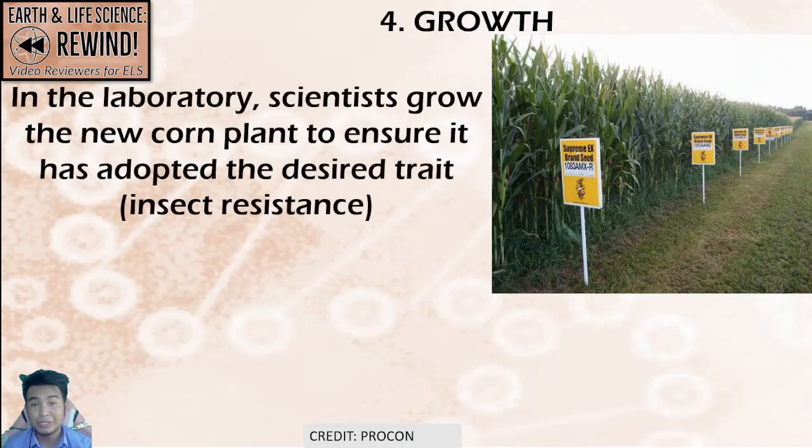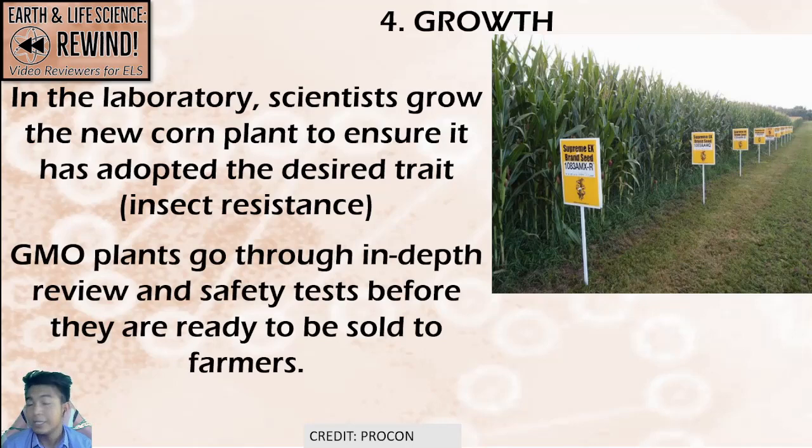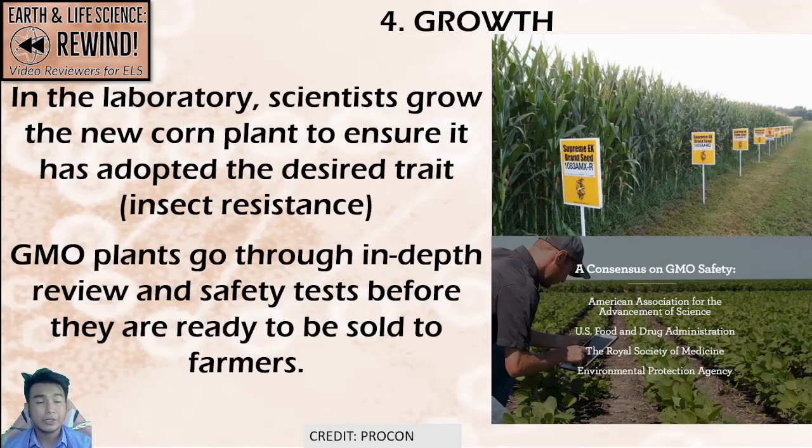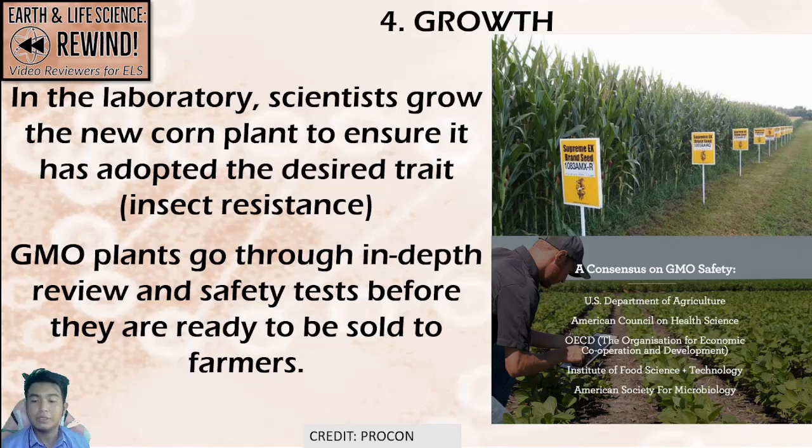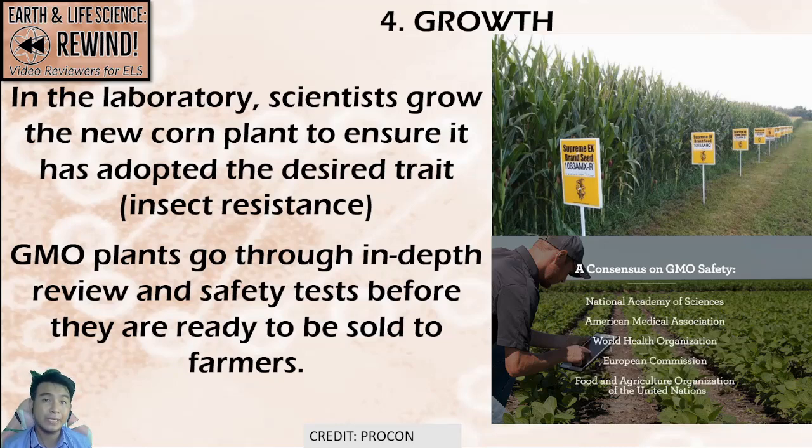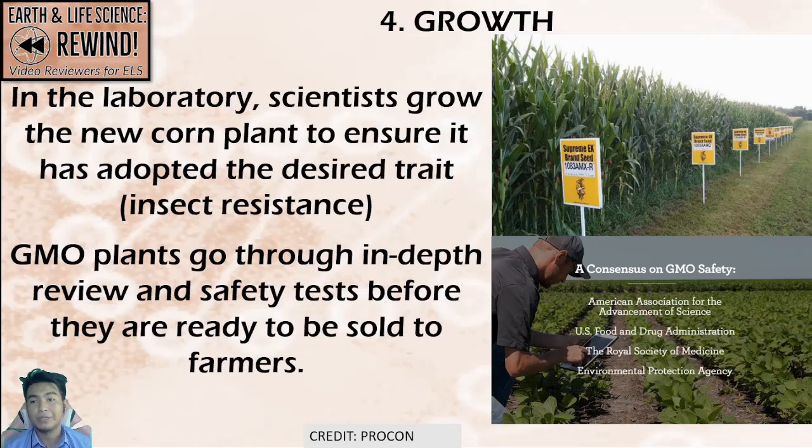After a successful insertion of that gene into the crops, in the laboratory, scientists grow the new corn plant and breed it to ensure it has adopted the desired trait, which is insect resistance gotten from the Bacillus thuringiensis. GMO plants go through in-depth review and safety tests before they are ready to be sold to the farmers. There are lots of agencies regulating the safety and testing of GMOs, so farmers and consumers alike can be assured that there are no side effects or negative effects among these GMOs.